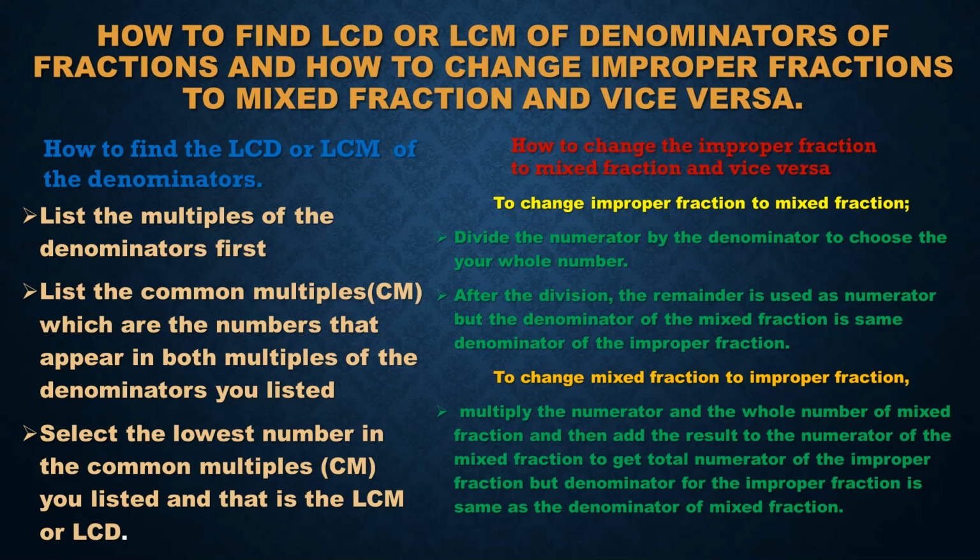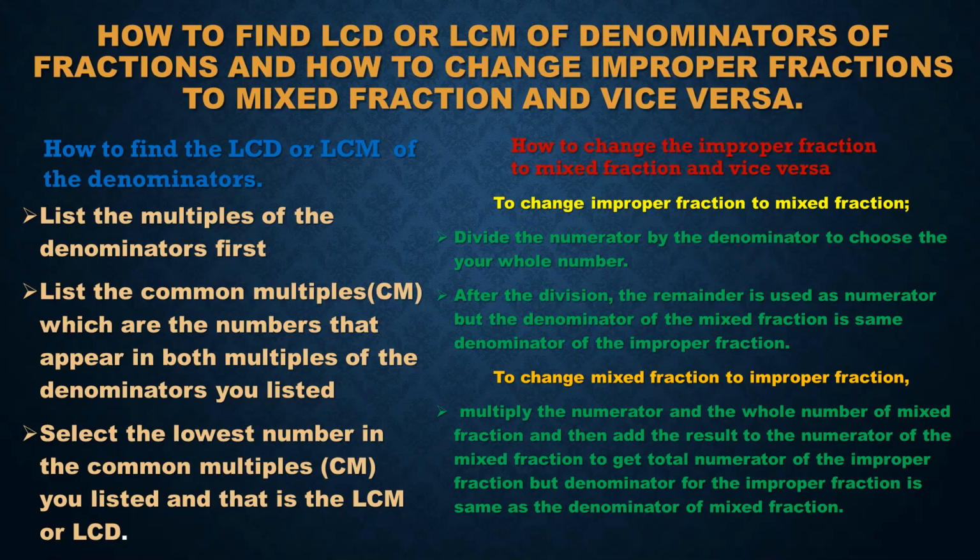Good. To change a mixed fraction to an improper fraction, that is the vice versa, multiply the denominator and the whole number of the mixed fraction, and then add the result to the numerator of the mixed fraction to get the total numerator of the improper fraction. The denominator of the improper fraction is the same as the denominator of the mixed fraction. Okay, good.